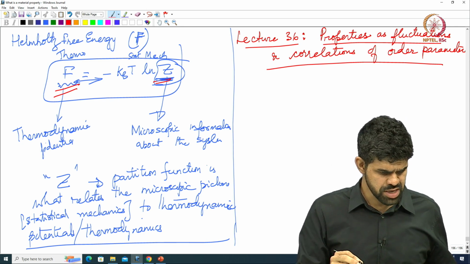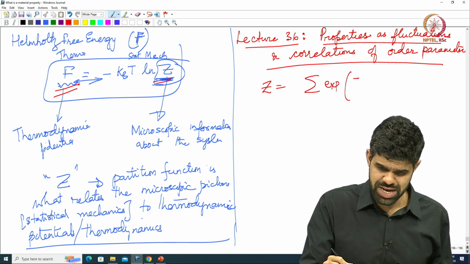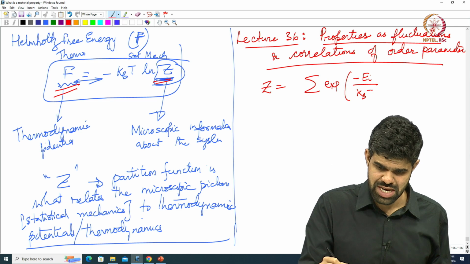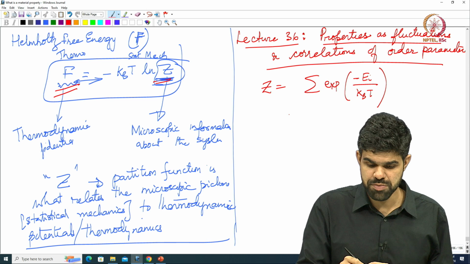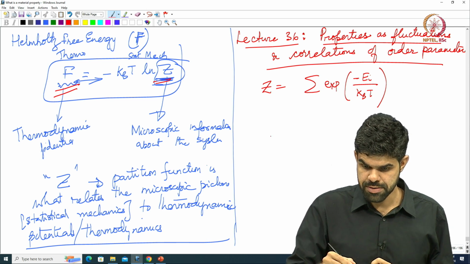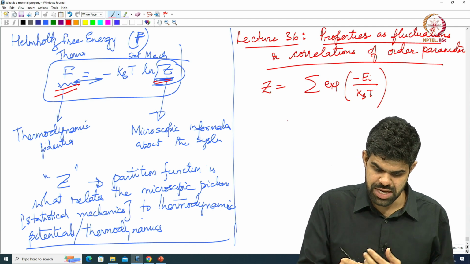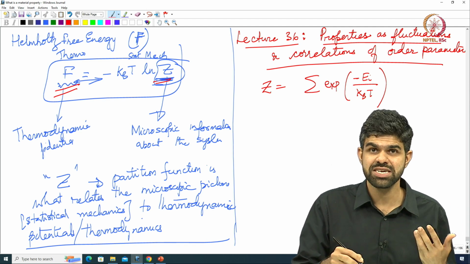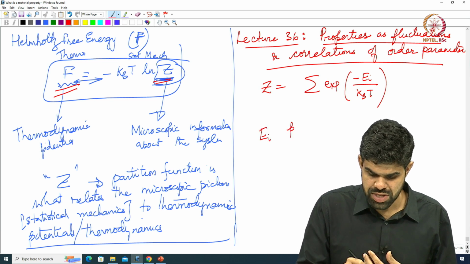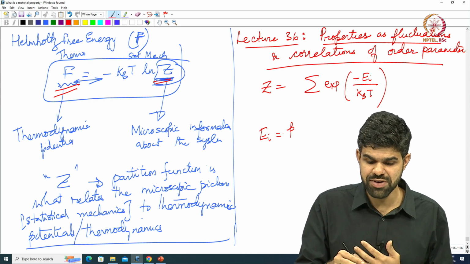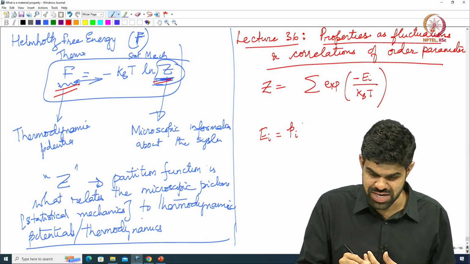So let us again rewrite what Z is. Z is just the sum of exponential of minus EI by kBT. Now if my problem is just this, this is the internal energy, right. So if I have, let us say, the internal energy of the system determined by the polarization of the system, right. I am going to say EI, energy state, is actually given by, if my system has a polarization Pi, right, Pi times the electric field in which it is sitting.